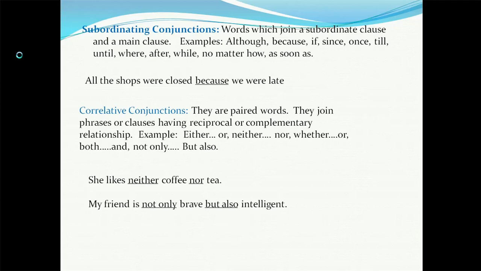Next is: my friend is not only brave but also intelligent. So my friend is not only brave, that means she is brave and also intelligent. She is both. So these are correlative conjunctions.